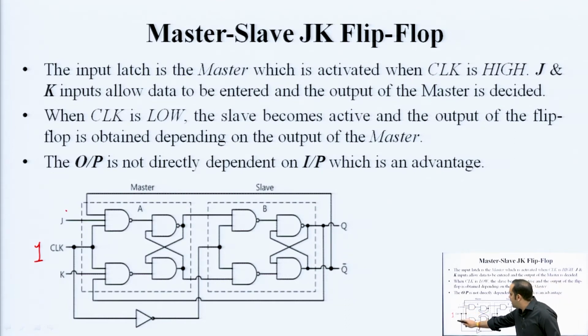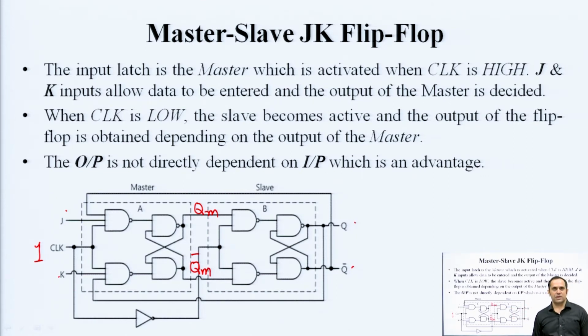whatever is available at J and K, and initially whatever was available at Q and Q bar, all these three signals are used to generate some output here. So, let us call this Q M and call this Q M bar. This output acts as an input here.